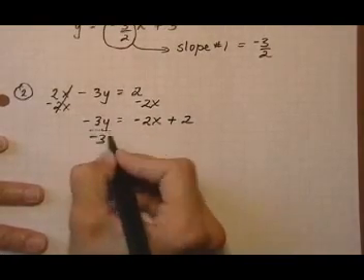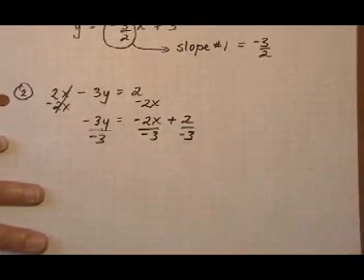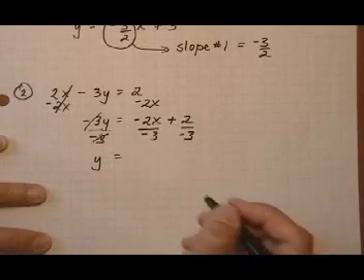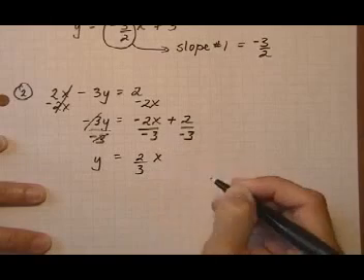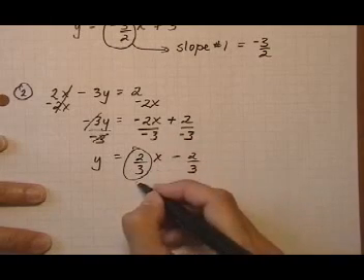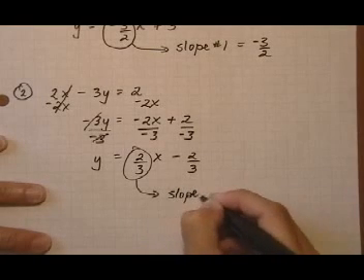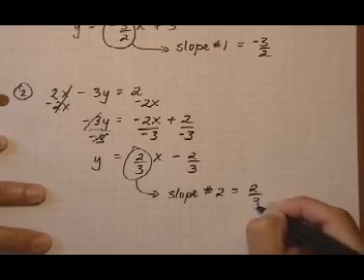Divide by minus 3. Every term on the right gets divided by negative 3. That's gone. I'm left with y equals minus minus is plus, so I have 2/3 x take away 2/3. That's the piece I'm interested in. The coefficient of x is the slope. Slope number 2 equals 2/3.